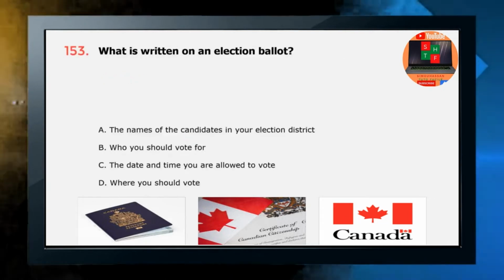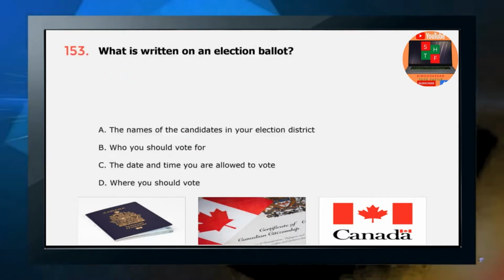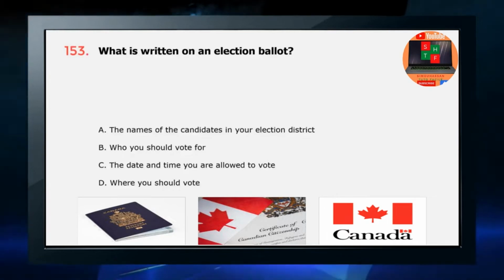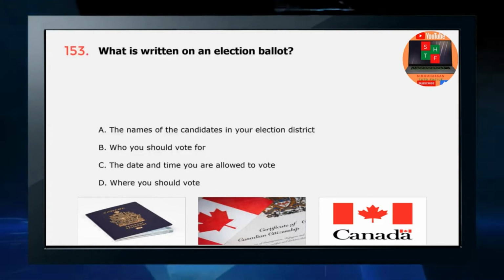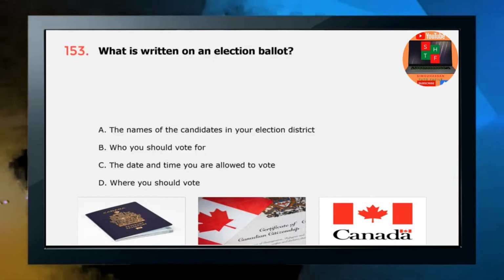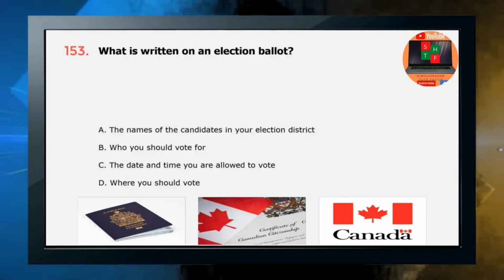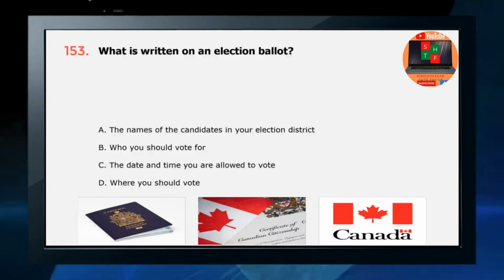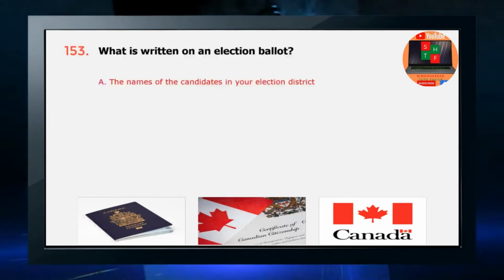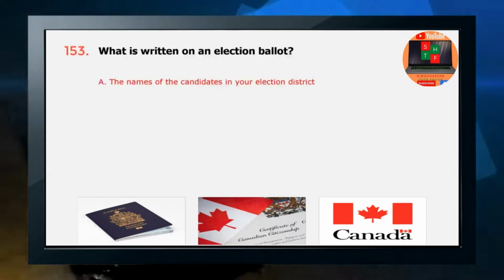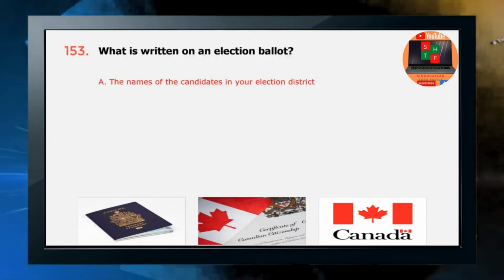Question 153. What is written on an election ballot? A. The names of the candidates in your election district. B. Who you should vote for. C. The date and time you are allowed to vote. D. Where you should vote. The answer is A. The names of the candidates in your election district.